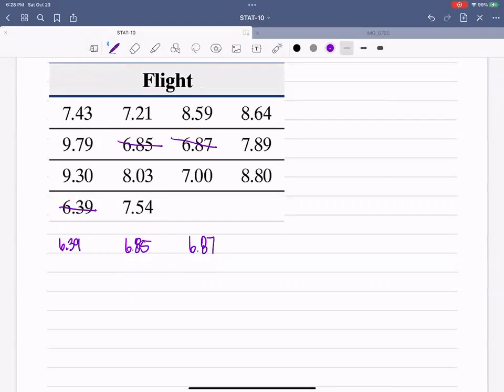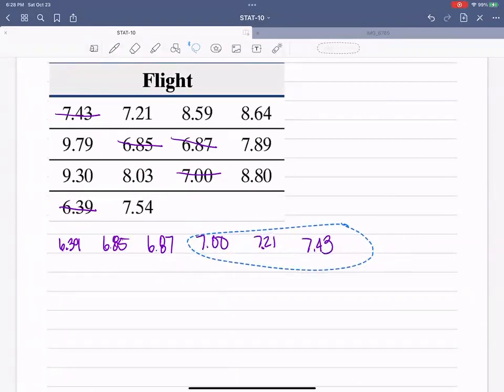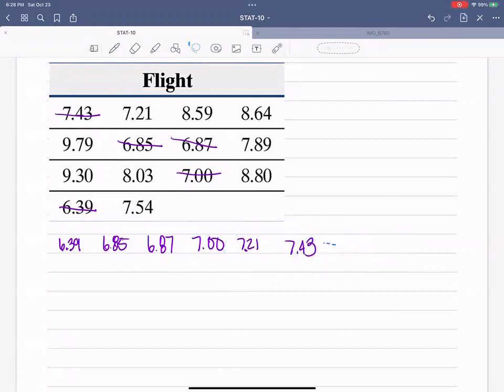No more 6s. Now we're moving on to 7. 7.00, 7.21, 7.43, 7.54, 7.89.